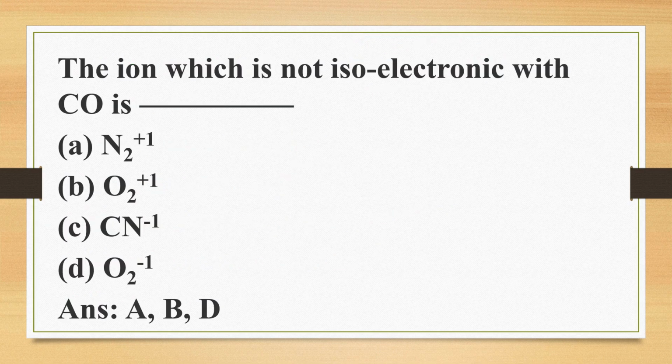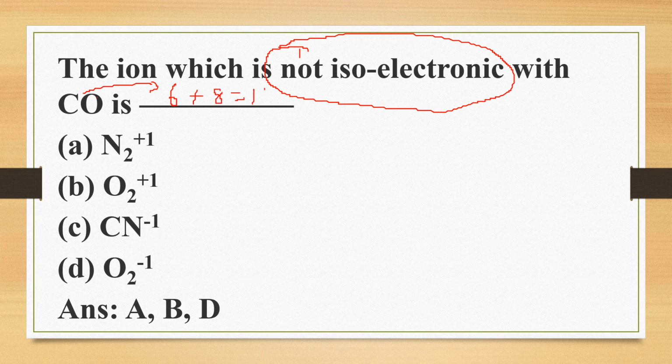So next one, not isoelectronic. Here he used the terminology not. You have to go to isoelectronic. What do you mean by isoelectronic? Iso means the same number of electrons. Suppose CO contains how many electrons? First we'll see. Carbon contains 6 electrons, equal to the atomic number, and oxygen 8. It is nothing but 14. So it contains 14 electrons, but there is no charge on the atom.